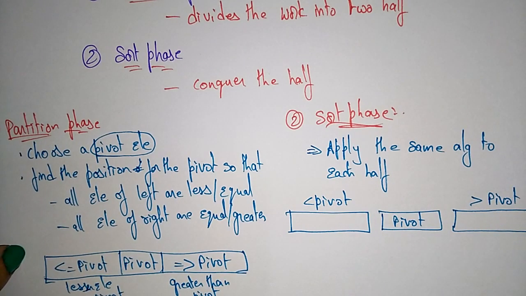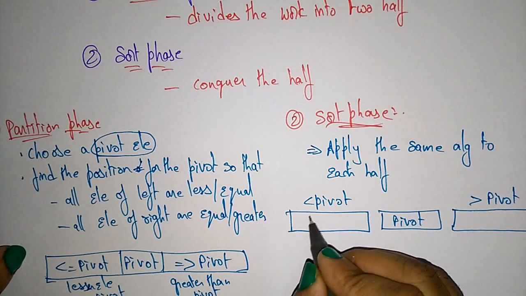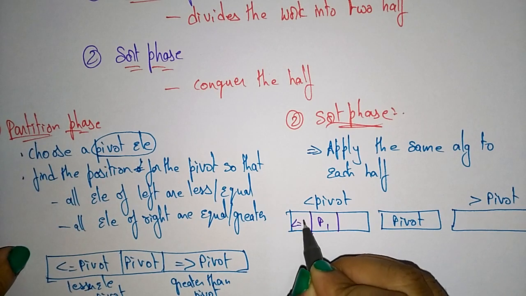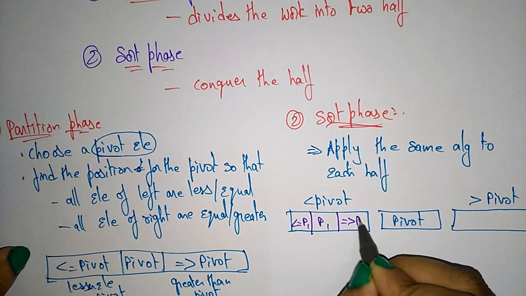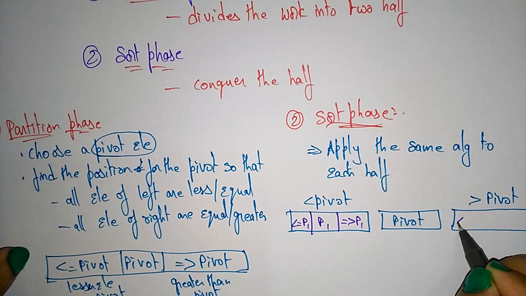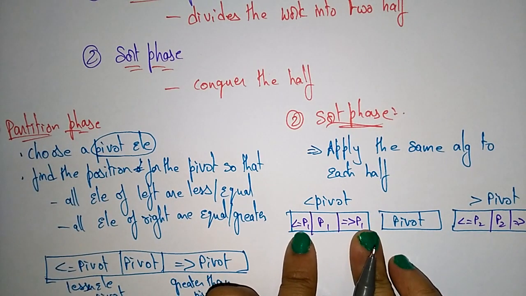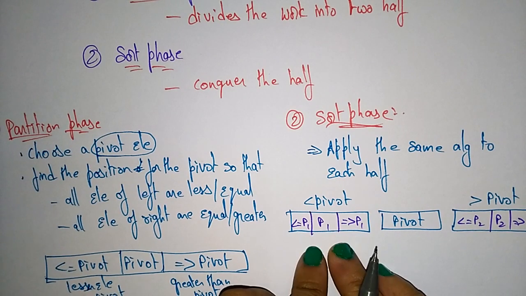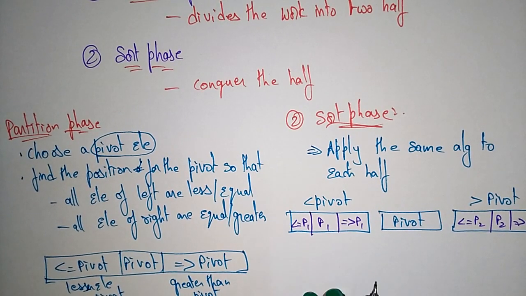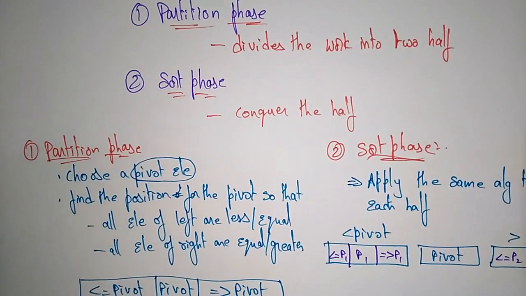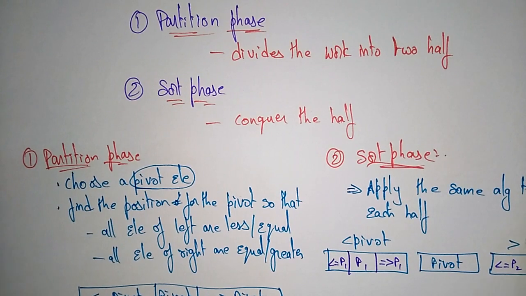So here again you partition around a pivot element. This is P1: the left side is less than or equal to P1, and the right side is equal to or greater than P1. And here also, less than or equal to P2, where P2 is the pivot element, and equal to or greater than P2. Means again, whatever the elements here, again you are doing the partition, selecting the pivot element, again doing partition, selecting the pivot element, again you are sorting. Like that, you have to sort the array. So this is how quick sort is divided into two phases, the partition phase and the sort phase.